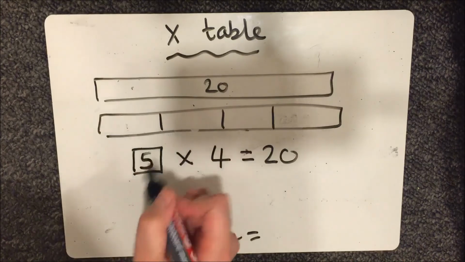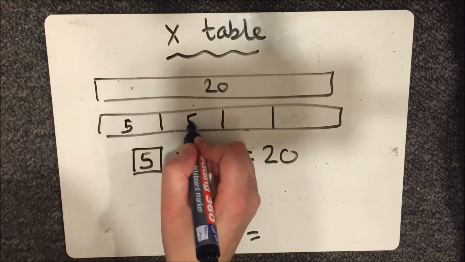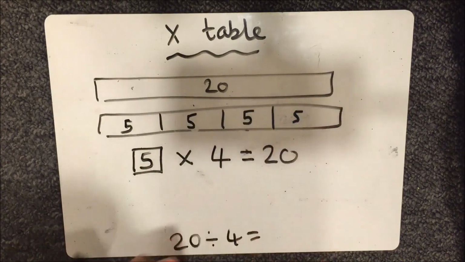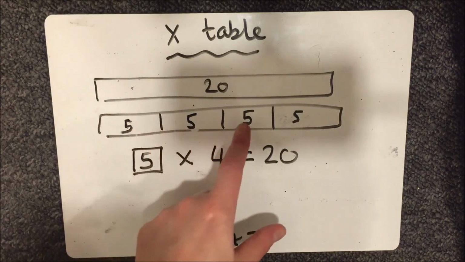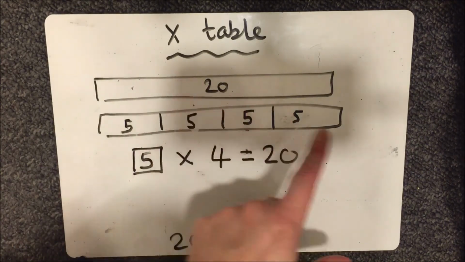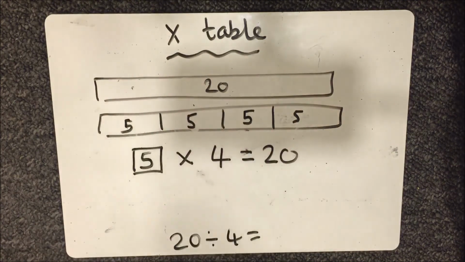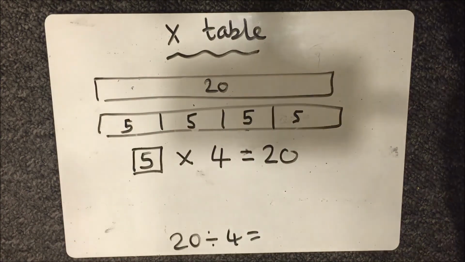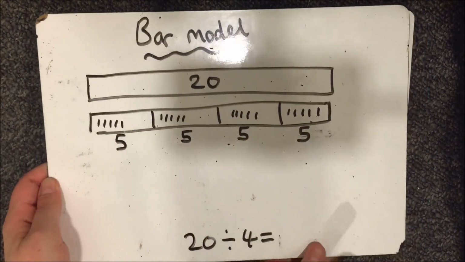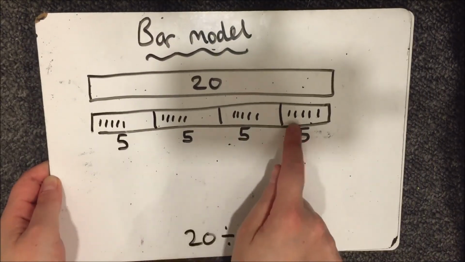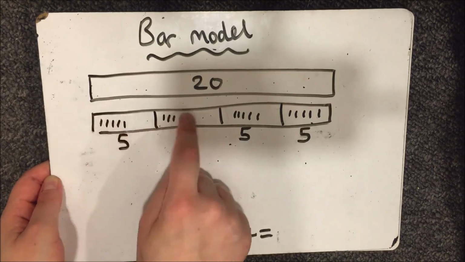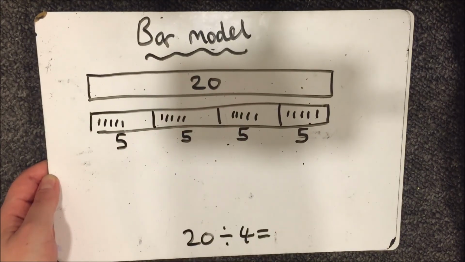So I had groups of 5. So I had 5 in here, 5 in here. And we can check. Let's count in 5s. 5, 10, 15, 20. It's the same. The 4 parts of 5 make 20. And you can even see that here. If you look at our sharing one, you can do it the other way around. 4 times 5 is the same as 20.